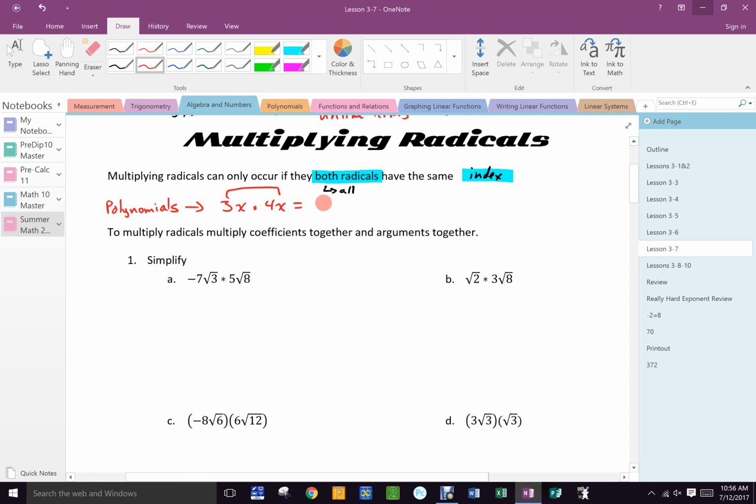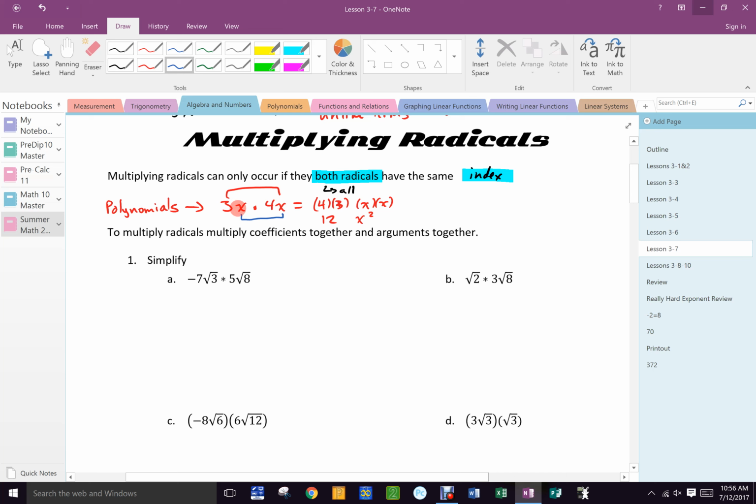How did you know it was 12x squared? Because 4 times 3 is 12. And then x times x is x squared. Right? Everybody cool? I have to multiply the coefficients with the coefficient. And then I have to multiply the variable with the variable. Now, in math class, we call that thing an argument. You don't need to know that.